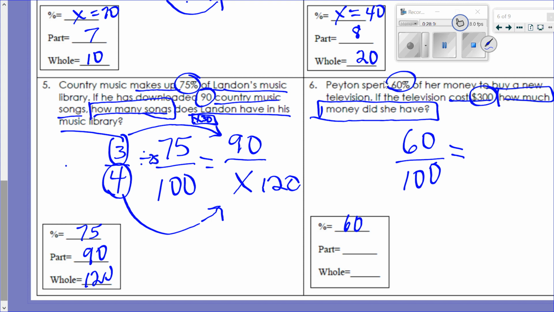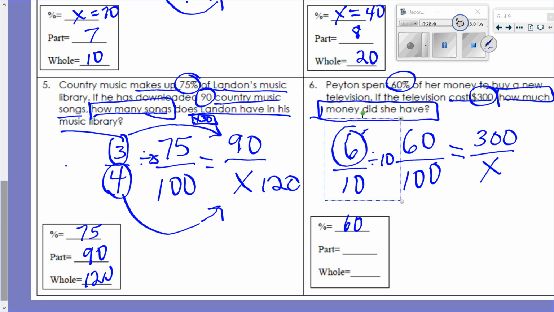Okay, so the television cost $300, okay? And she spent 60% of her money, right? But we want to know how much she started with. Right, so 300 is my part. And then our whole, we don't know. So what am I going to do here? Divide by 10. Okay? That gives me 6.